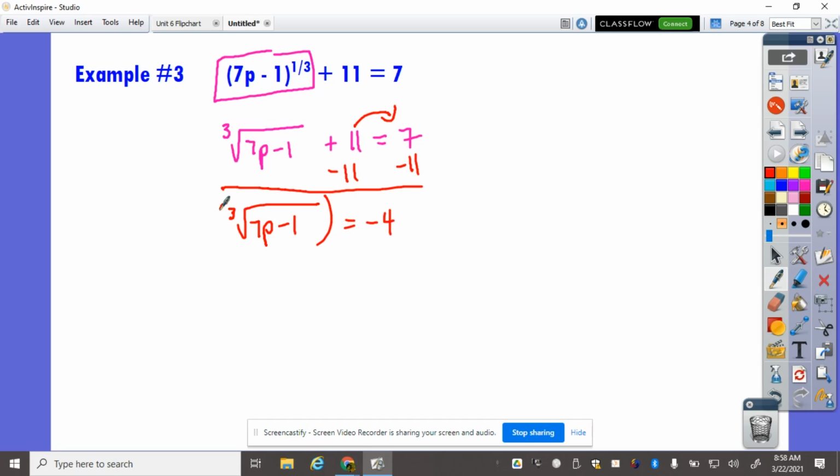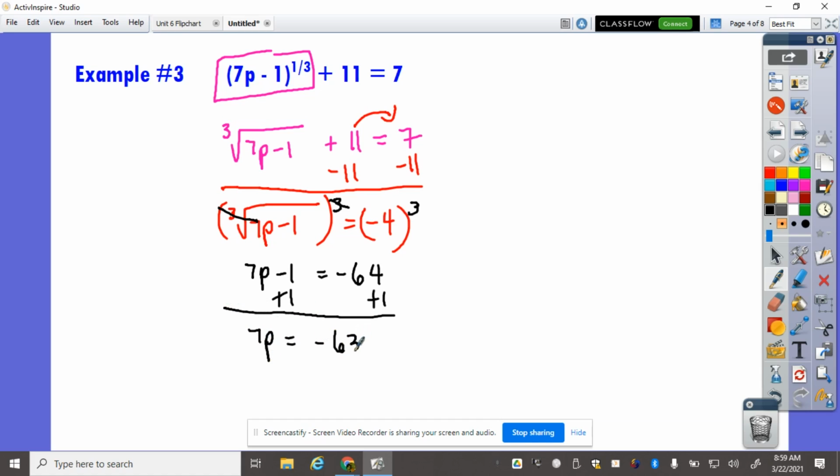Now we have to raise it to the third power because the index is 3. So cancel that out. This will be 7p - 1 is equal to negative 4 times negative 4 times negative 4, which is negative what? 64. Add 1 on both sides, that gives you 7p equals negative 63. Divide by 7, p is equal to negative 9.